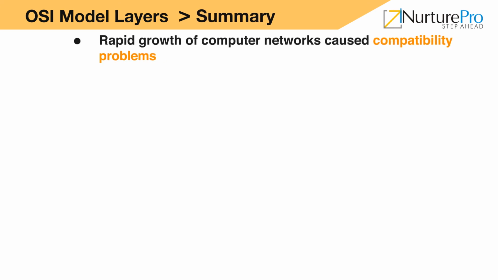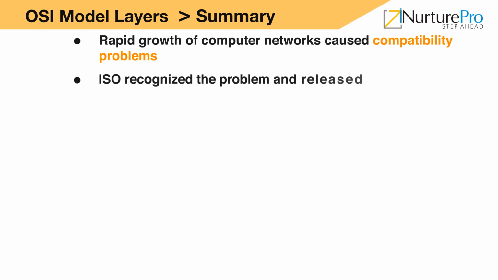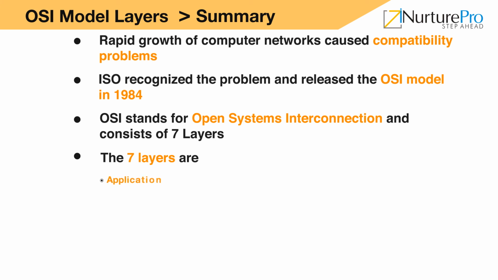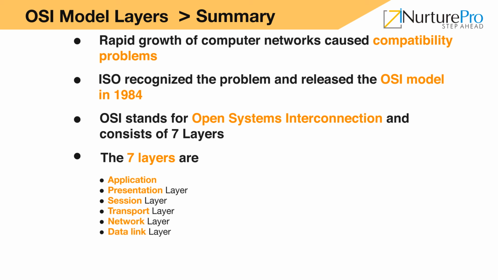Rapid growth of computer networks caused compatibility problems. ISO recognized the problem and released the OSI model in 1984. OSI stands for Open Systems Interconnection and consists of 7 layers. The 7 layers are application layer, presentation layer, session layer, transport layer, network layer, data link layer, and physical layer.